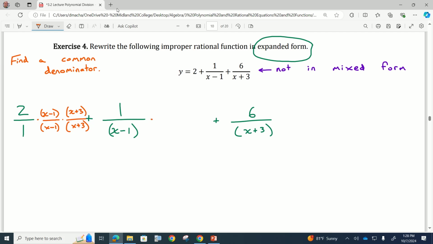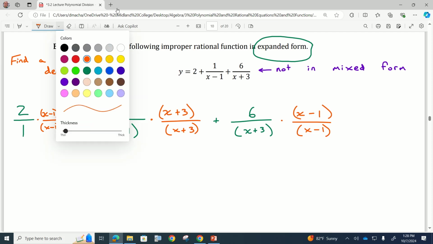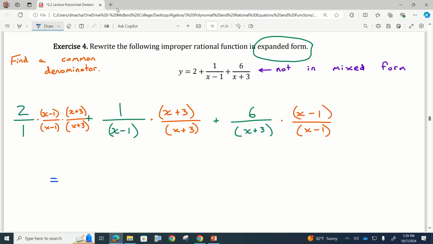For the middle term, I only have to multiply by x plus 3 over x plus 3, because I already have the x minus 1 in my denominator for the middle term. And then for the last term, I only have to multiply by x minus 1 over x minus 1, because once again, I already have the x plus 3 in that denominator. And once I'm done here, I should have a common denominator. It's not difficult, it's just long.